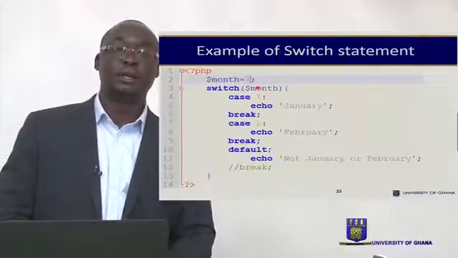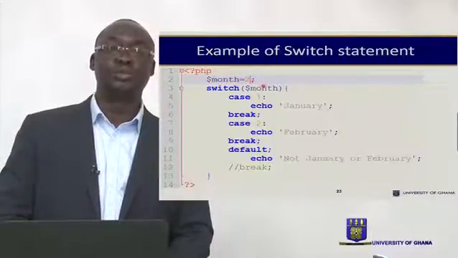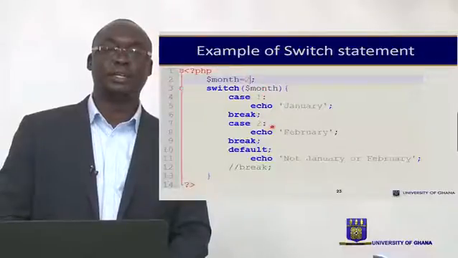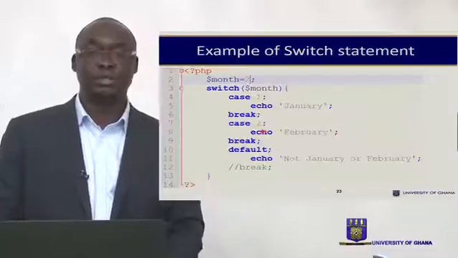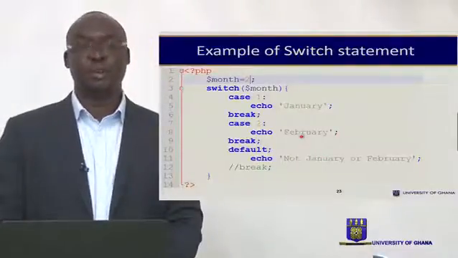So this variable at the moment contains 2. So 2 would have been passed here, and 2 would be compared against each of the cases. In this case, this particular statement would have been executed, right? And the output would have been February.